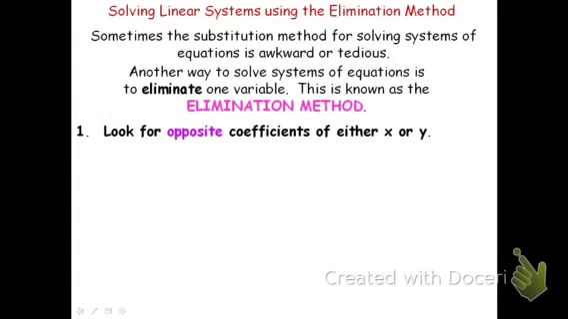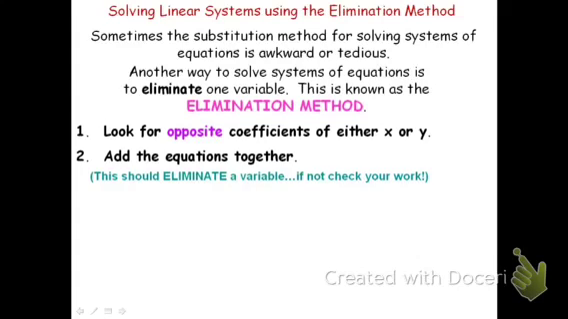So first off, we look for opposite coefficients for either x or y. We then add the equations together. This will eliminate a variable if we have opposites. If we don't eliminate one of our variables, then we need to go back and check our work. We did something wrong and it's not helping us. You need either x or y to be eliminated. You need to get it down to a single variable equation.